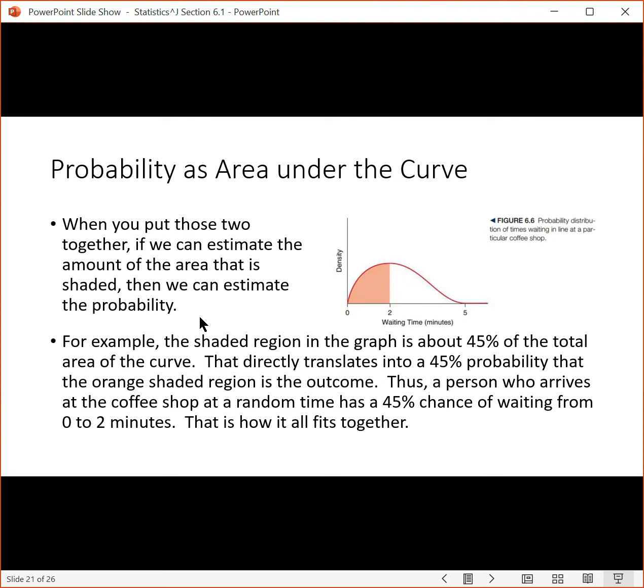Okay, but again, if you link probability with the amount of shade, and the amount of shade is 45% of the total, then that means that the probability is 45%. So if you put all that together, a person who arrives at the coffee shop at a random time has a 45% chance of waiting from 0 to 2 minutes. That's what you need to be able to get out of looking at one of these curves.